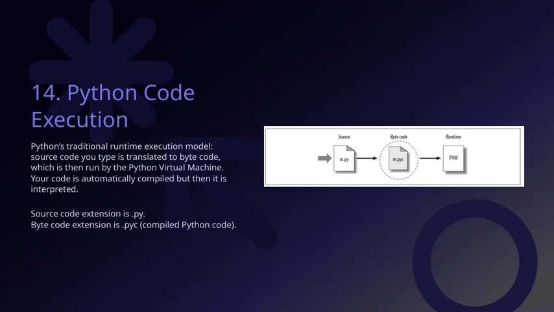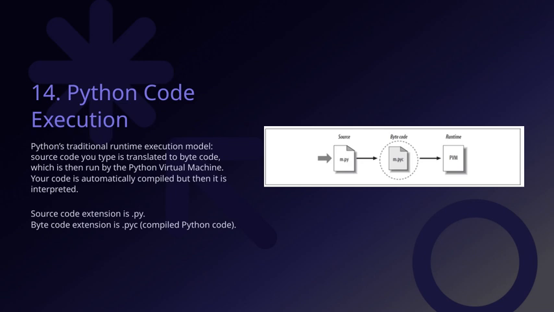Now let's take a closer look at how Python executes code. Python's traditional runtime execution model involves a couple of key steps. First, when you write your source code, which typically has the extension .py, Python automatically compiles this into bytecode, which has the extension .pyc. This compilation process is happening behind the scenes, so you don't usually see it happening. Once the source code is compiled into bytecode, the Python virtual machine, or VM, takes over and runs this bytecode. It's like a virtual interpreter that executes the instructions.